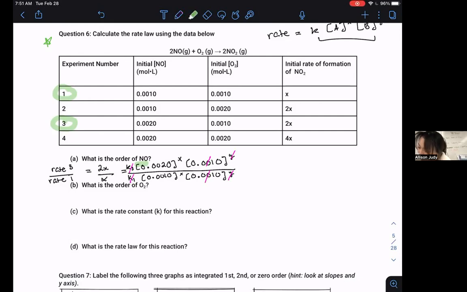So what we're left with is 2x divided by x is equal to 0.0020 raised to the power of x divided by 0.0010 raised to the power of x. And when we simplify it, it becomes 2, because the x's cancel out. 2 equals 2 raised to the power of x. And that means that our x is equal to 1, representing a first order reactant order relationship between our concentration of NO reactant species and our rate. So that means when our NO species doubles in concentration, so does our rate. Okay, so let's move on to the next compound.